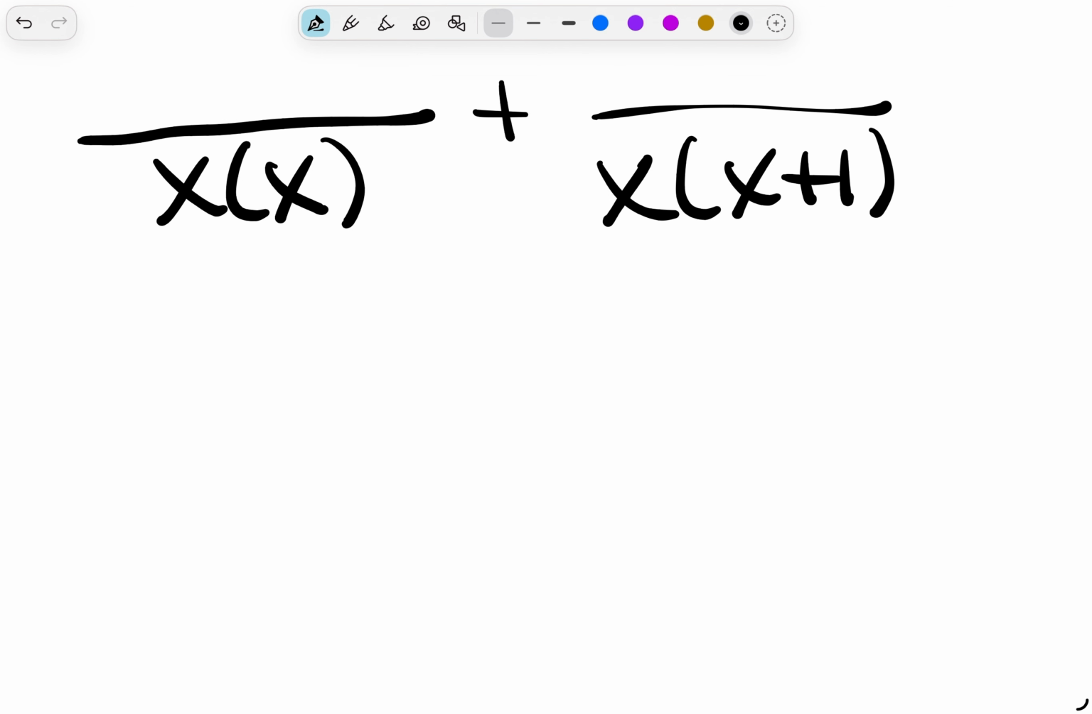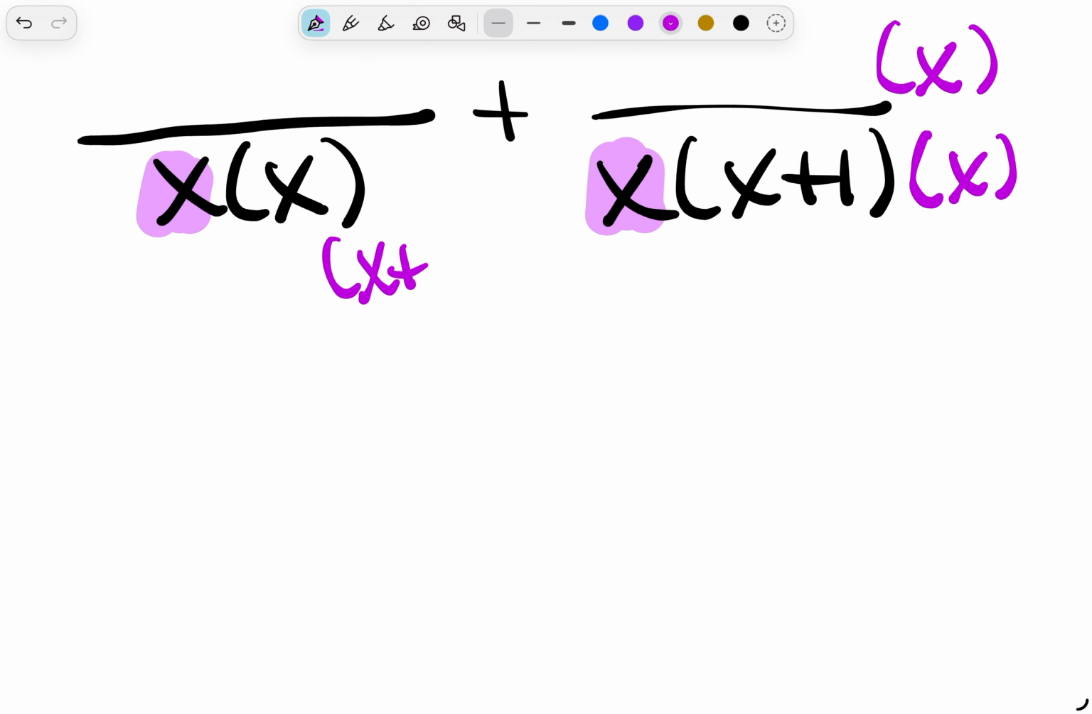This is going to help us see that there is something in common, and we don't have to create a giant LCD because we already have the monomial part that's matching. There's only one factor from each one that needs to be multiplied in. So I do have a second monomial x that I'll need to multiply in. And then I have that binomial x plus 1 that I'll need to multiply in.